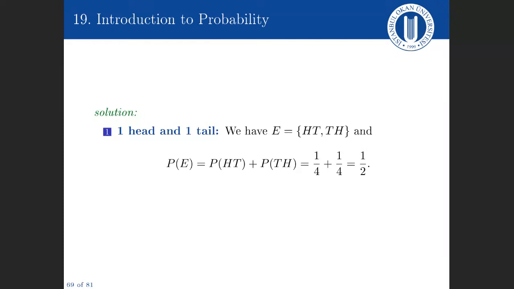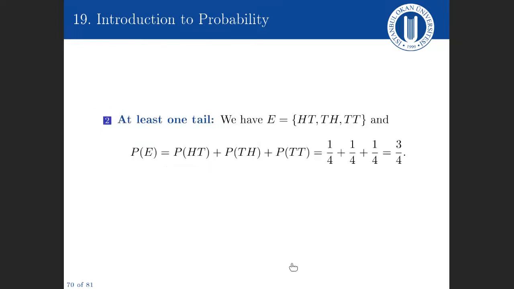First of all, how can we get 1 head and 1 tail? We could have head tails or tails head. Probability of this compound event must be a quarter plus a quarter or a half. How can we get at least 1 tail? We could have head tail, tail head, or tail tail. A quarter plus a quarter plus a quarter or 3 quarters.